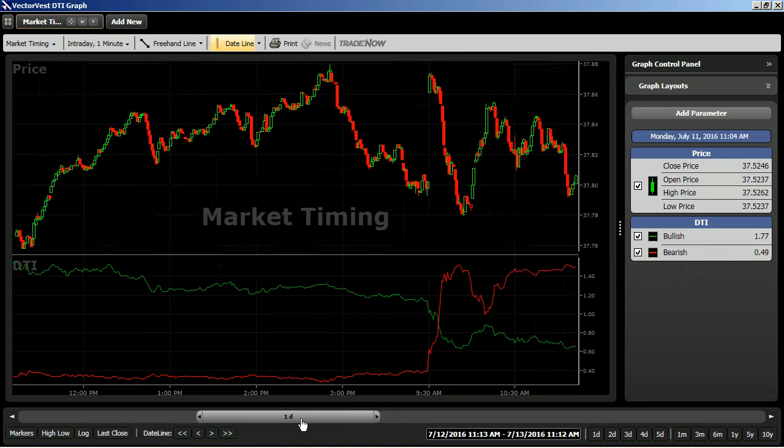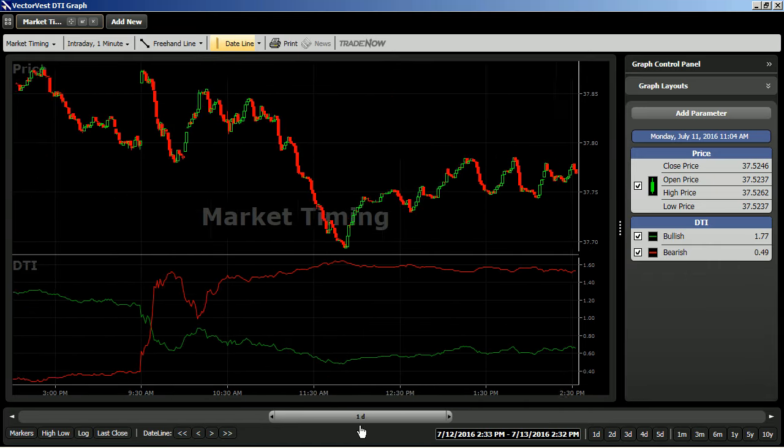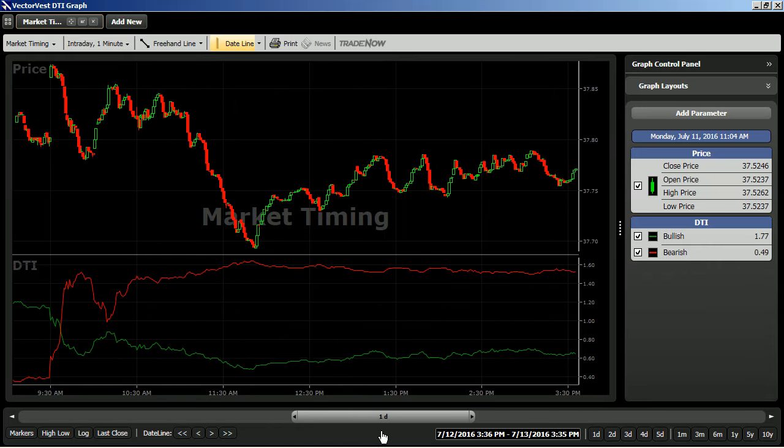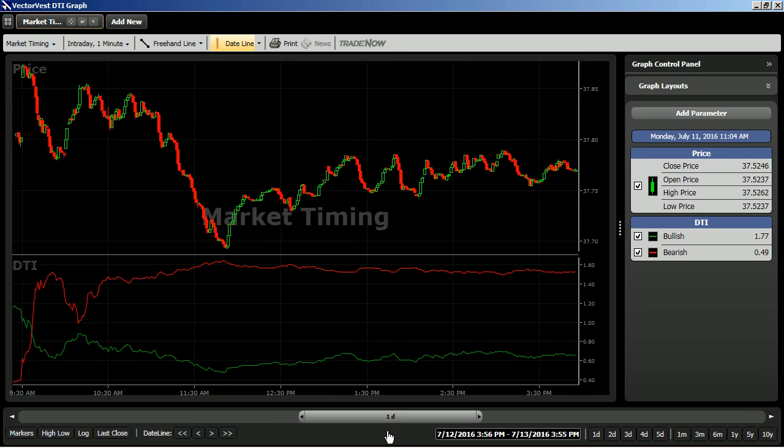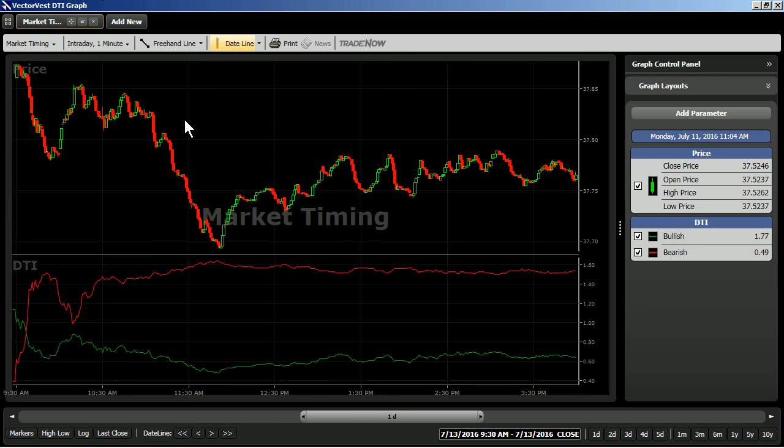Now, I'm going to go forward to the following day, which was the 13th. Polar opposite, right? The market moved steadily lower for most of the day after a pretty explosive open. The market gapped open on the 13th and basically moved steadily lower throughout the day. And you can see now that the bearish indicator was well above the bullish indicator and stayed there for most of the day as well.